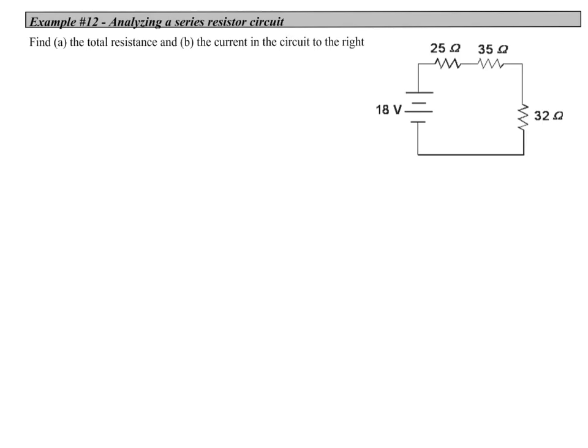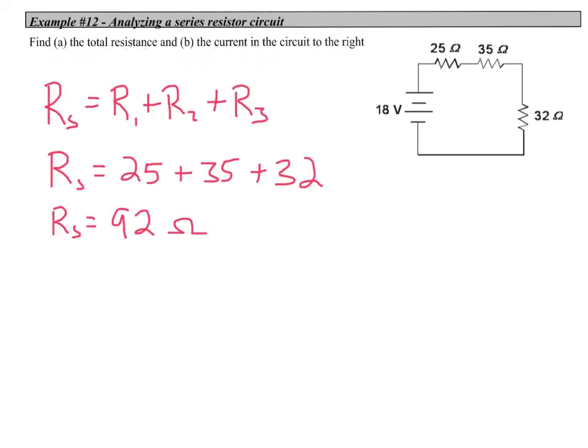So let's take this circuit right here where we've got a 25 ohm resistor, a 35 ohm, and a 32 ohm all connected up to a potential difference of 18 volts. We want to find the total resistance and the current in the circuit. So we're just going to apply the series rule for resistors in series. We add up each resistance and we get a total of 92 ohms for the total resistance of that circuit.